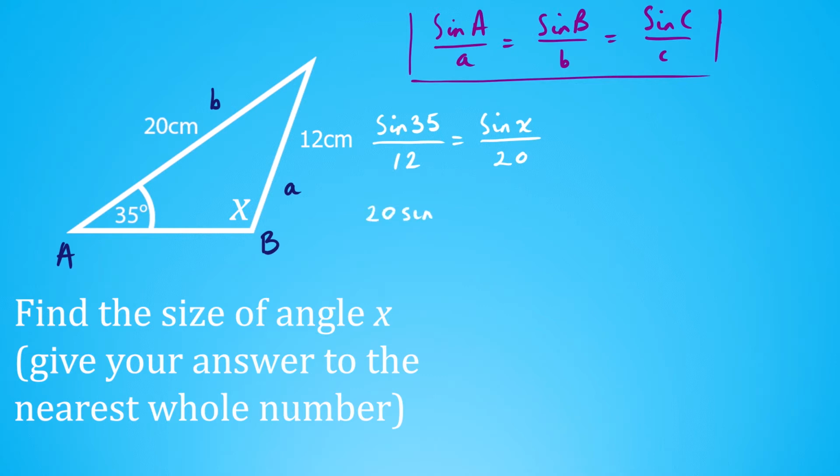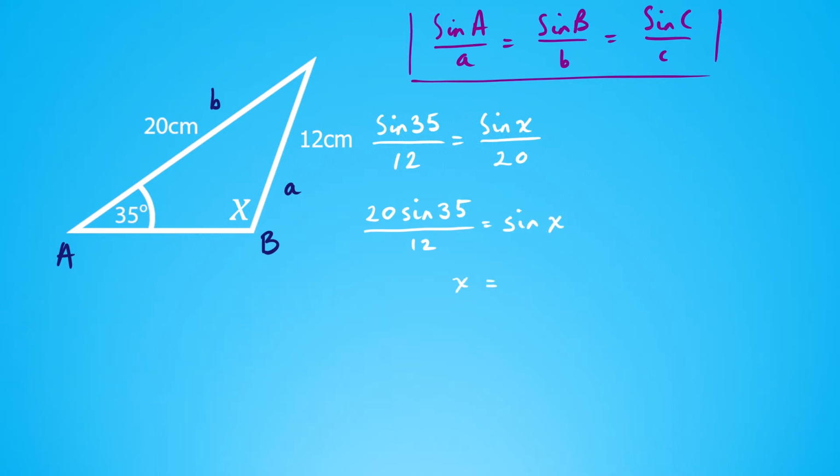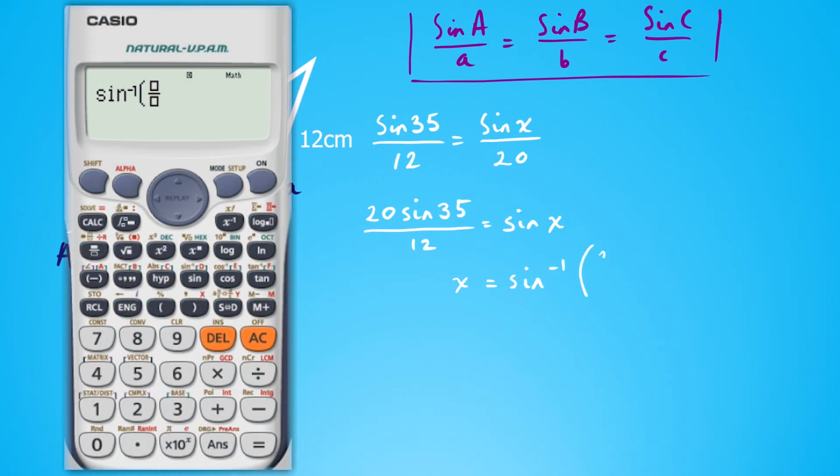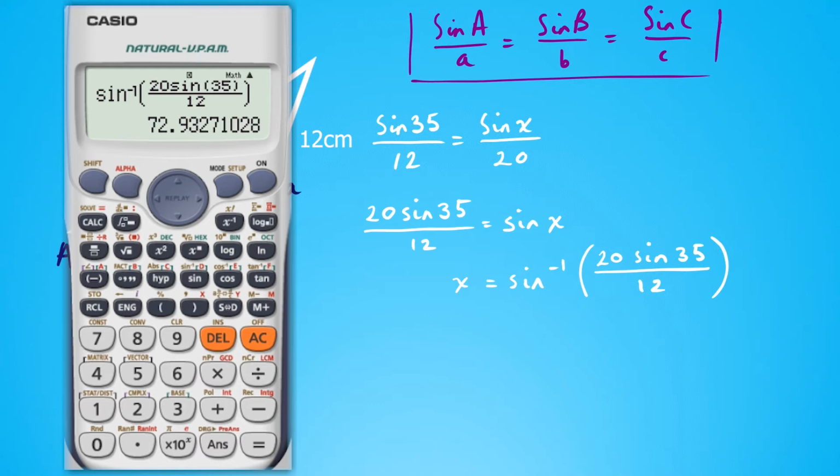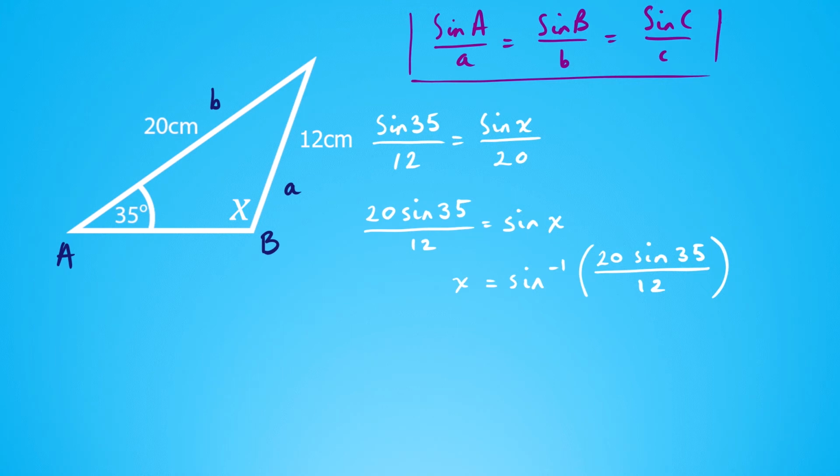So if we multiply both sides by 20, we get 20 sine 35 over 12 is equal to sine x. We don't want sine x, we want x, so we need to do the inverse sine, sine to the power of minus 1. So we have inverse sine of 20 sine 35 over 12 will tell us what x is, and that is 72.93271, and so on. But you can see that the angle we've been given, it's clearly not 72.93 and so on. This is an obtuse angle that we're trying to find.